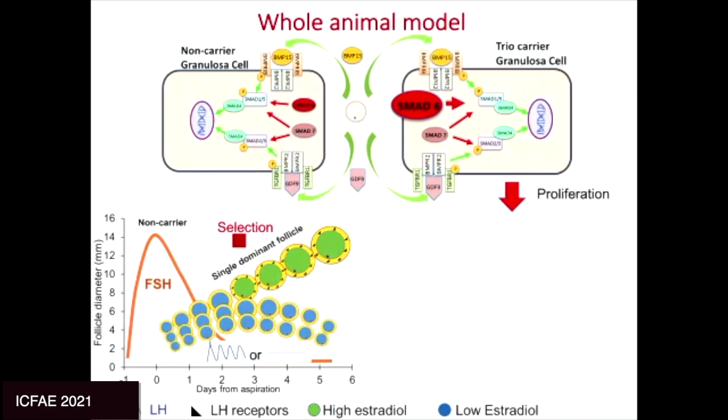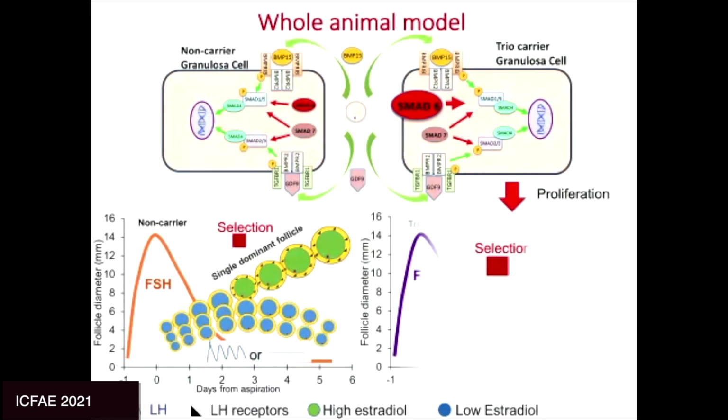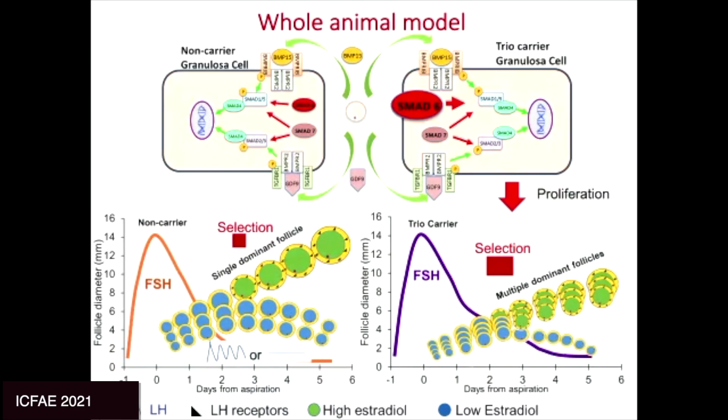So in our Trio carriers, what is happening is we know through some of the initial studies that the key molecular change appears to be the increase in SMAD6 expression, which remember is a negative modulator of the SMAD signaling pathway. So we hypothesize it will lead to reduced granulosa cell proliferation, although this still needs to be tested in a cell culture system. And from a whole animal perspective, we know that a follicular wave in Trio carriers starts the same way after a surge in FSH.